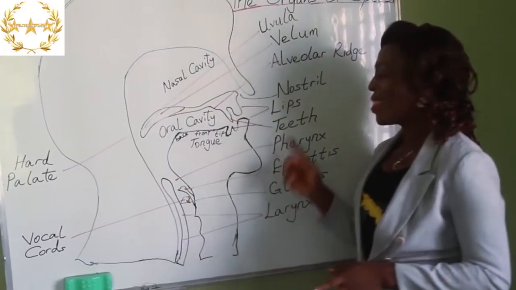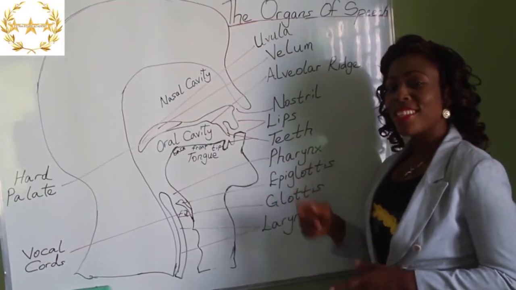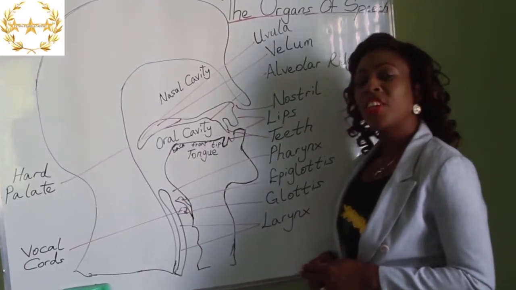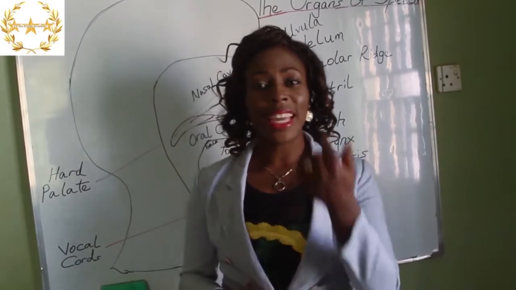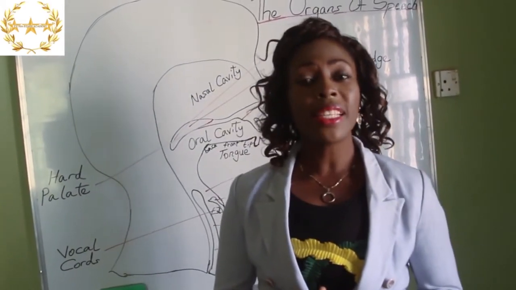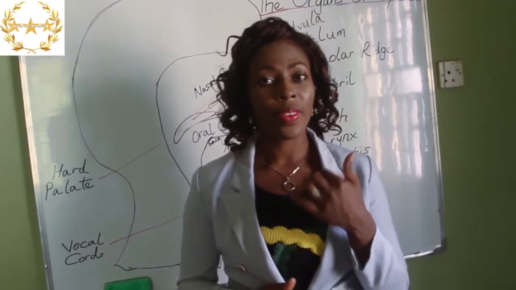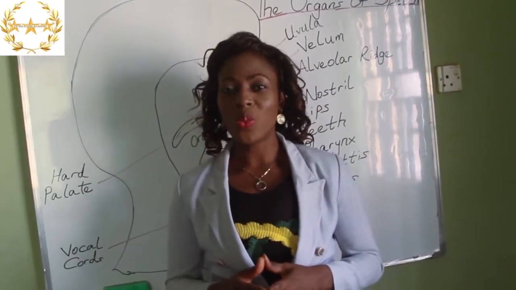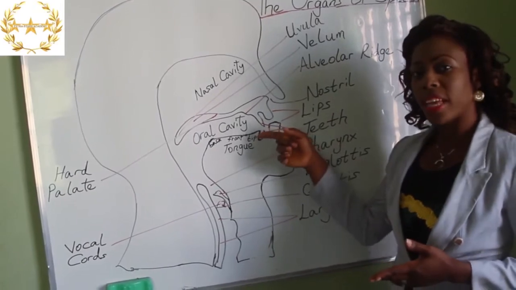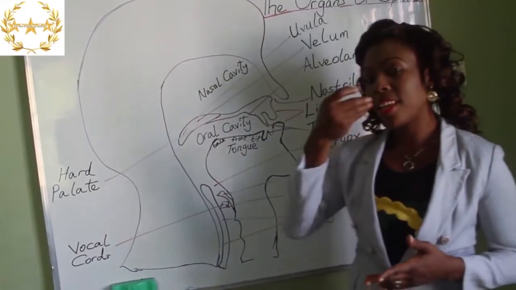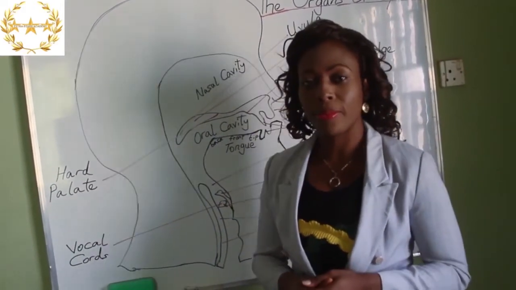Next we have the teeth. The human teeth are the hard white objects located inside the mouth immediately after the lips. They are divided into two. We have the upper set and the lower set. So we have the upper set of teeth and the lower set of teeth.